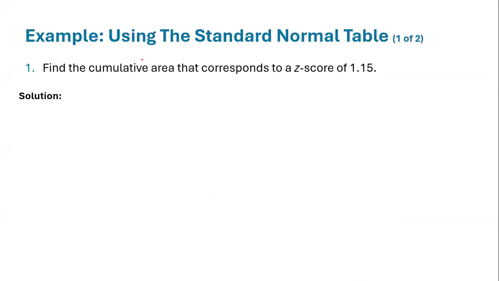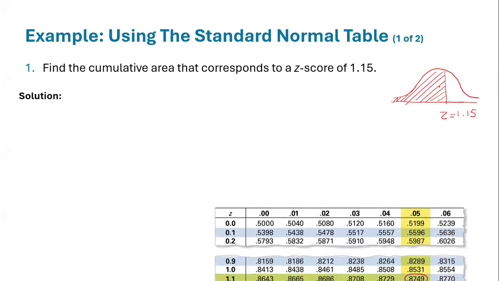Let's look at this example. It says find the area that corresponds to a z-score of 1.15. Okay, so if we have a normal distribution, because we have a z-value, the z-value of 1.15 is over here. We want to find the area that corresponds to this z-value, which means we need to look at the z-table.